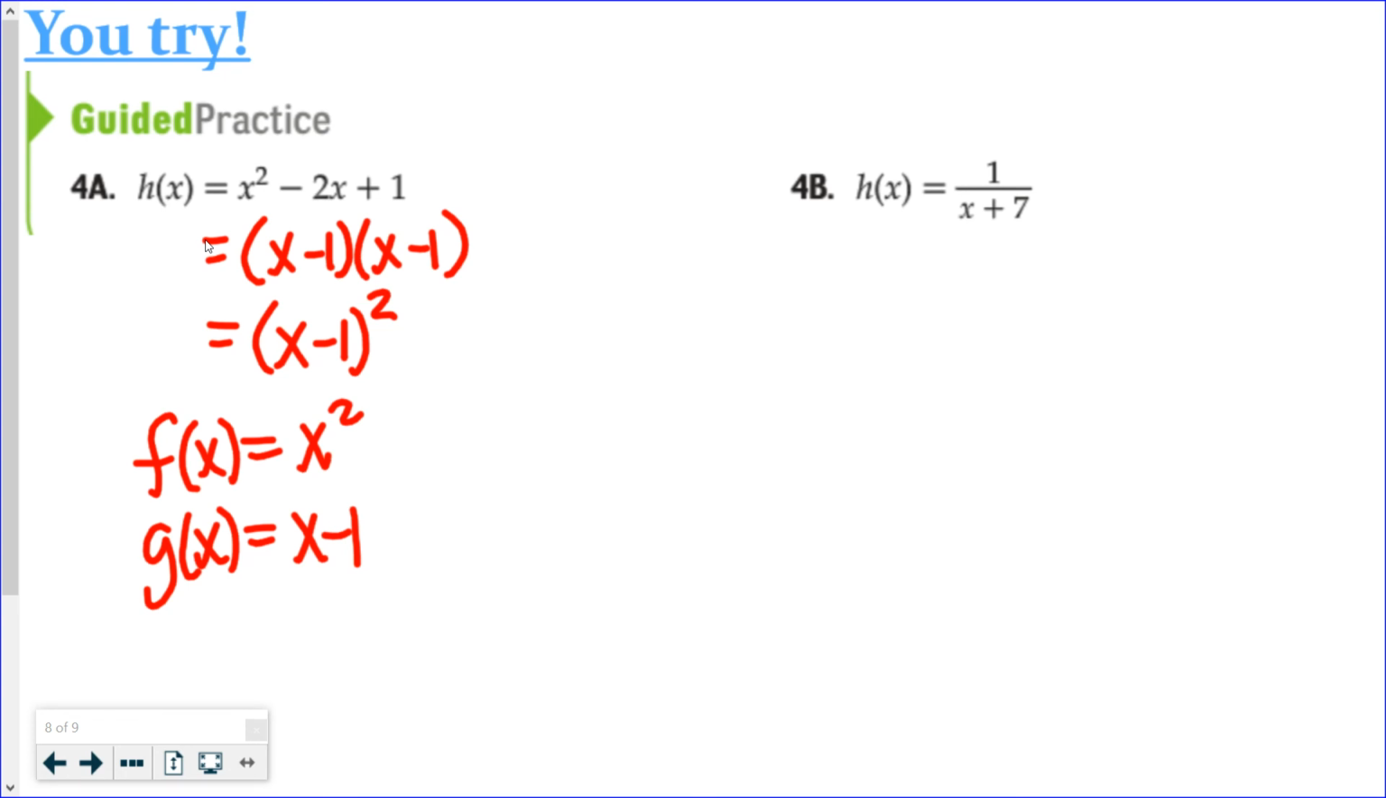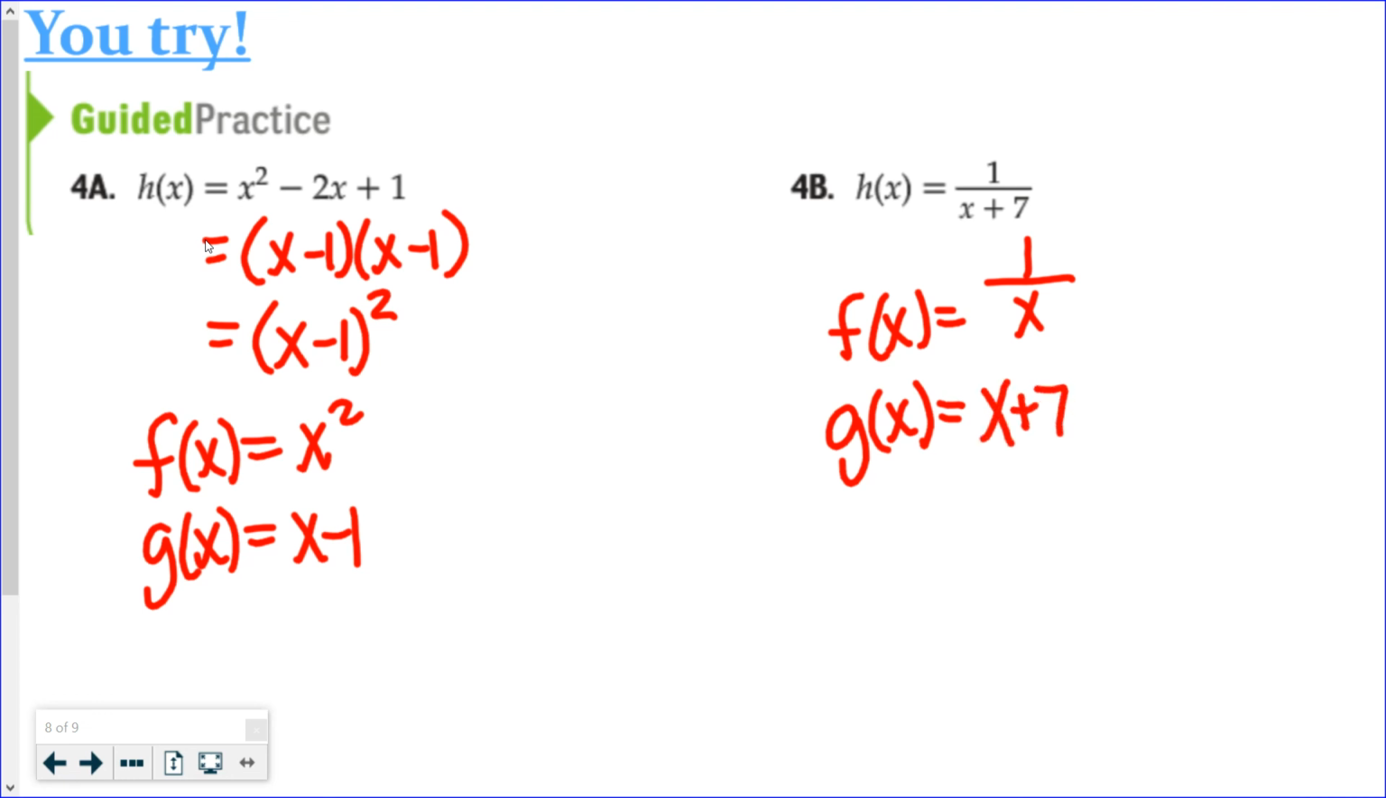For 4b, what's your parent function for this one? Hopefully you said reciprocal or rational function. Well, the reciprocal function straight up is 1 over x, but I need x plus 7 to be on the denominator, not x, so this would be x plus 7 that I'm plugging in for g of x.